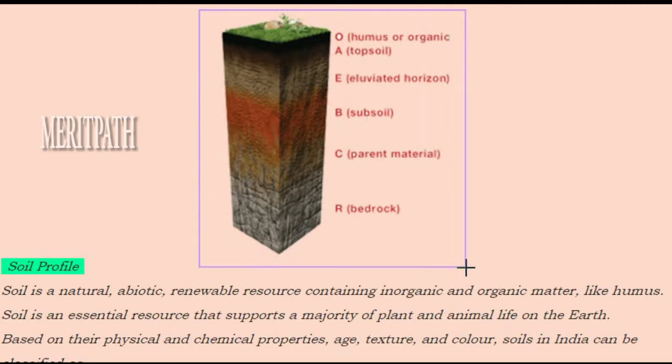The soil profile. The top is humus. Next comes topsoil, next is the eluviated horizon, then subsoil, then parent material, and at the last is bedrock. Now let's see the soil profile in detail.